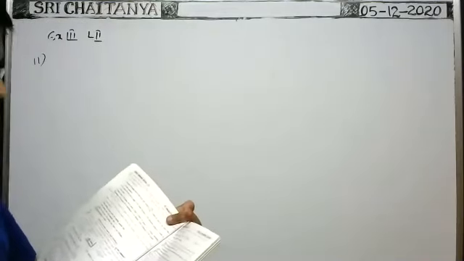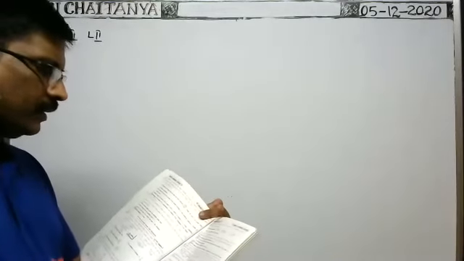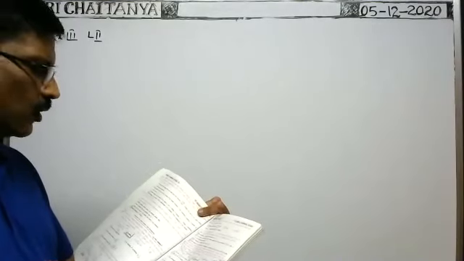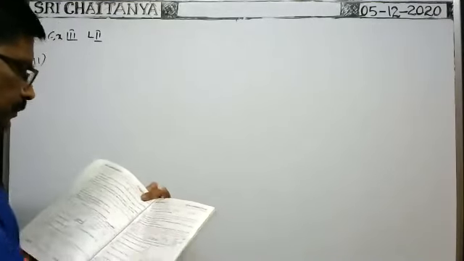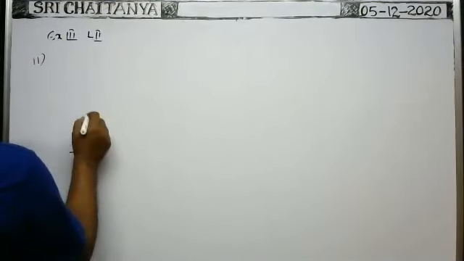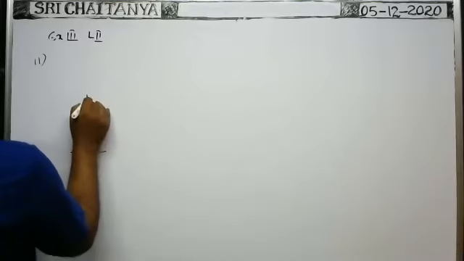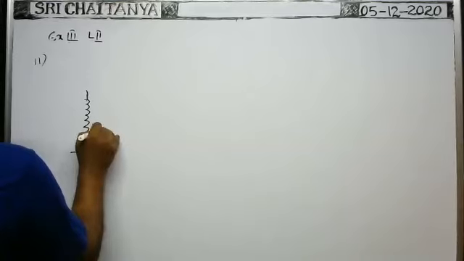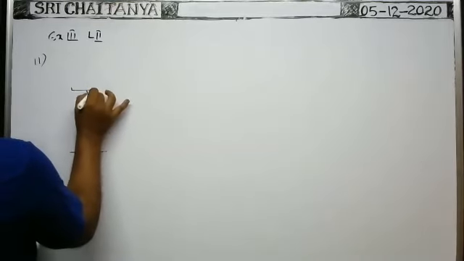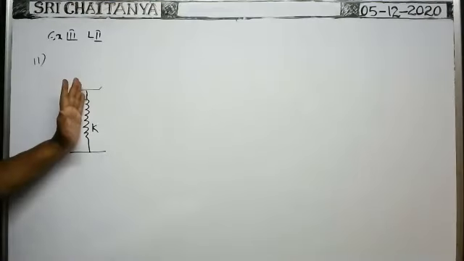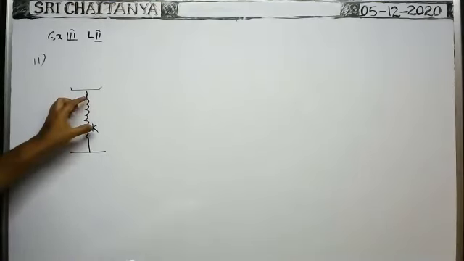A load of mass m falls from a height h on the pan attached to a spring of spring constant k and stays on it. Here I will draw the diagram. There is one spring having spring constant capital K. It is having a light pan like this, so that when the spring is kept vertically, the mass of the spring is negligible. That's why there is no compression in the spring because of its weight.